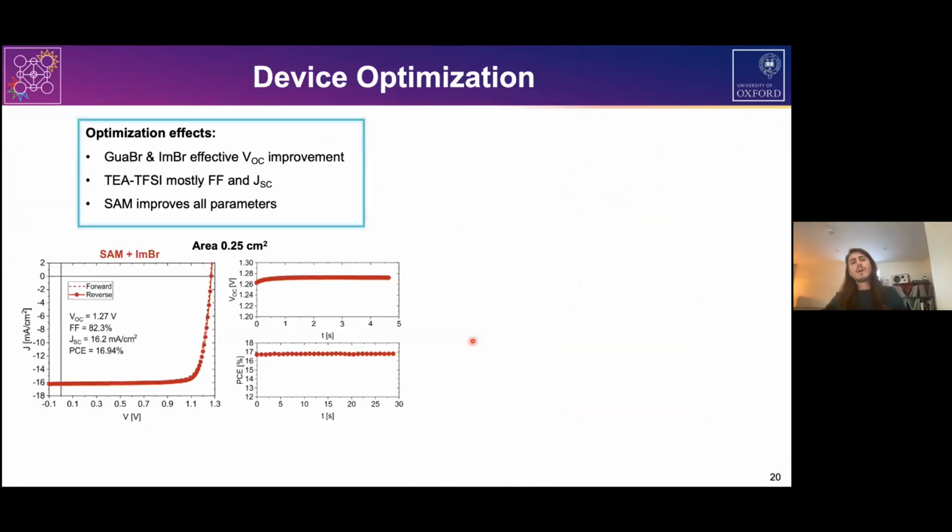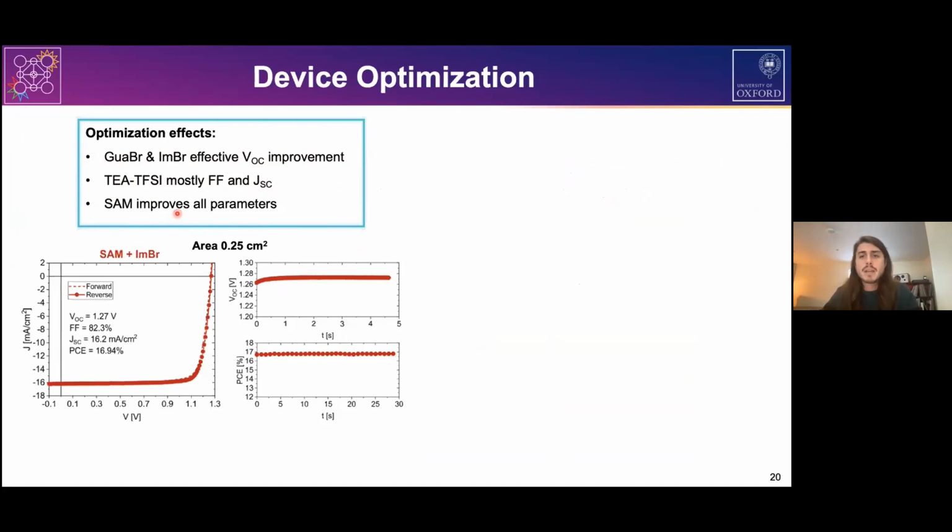So from this combination of improvements, we could find out that the guanidinium and imidazolium bromide effectively improve the VOC of the device. The TEA-TFSI could mostly improve the fill factor and the JSC, whereas the SAM could push up all parameters at the same time.